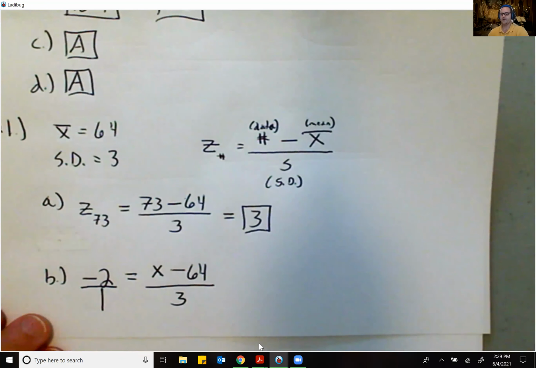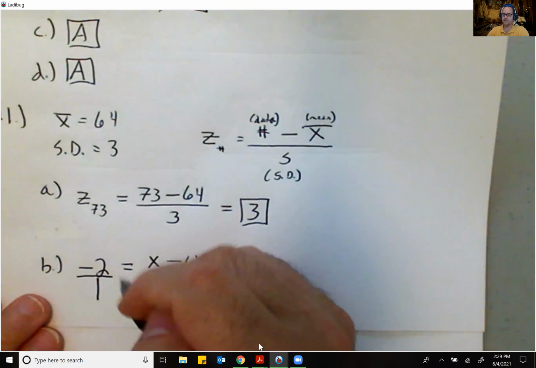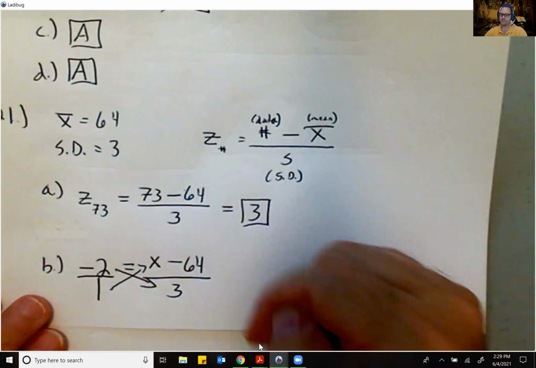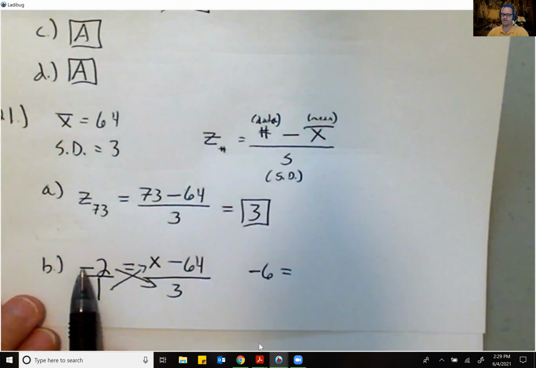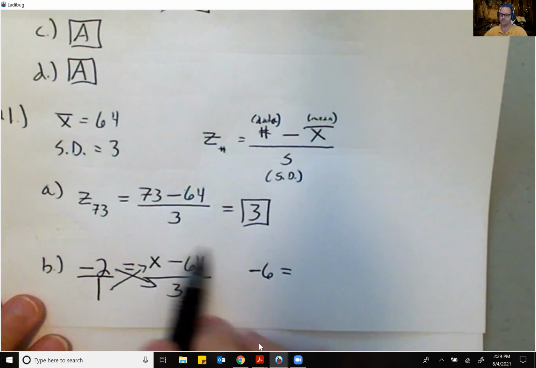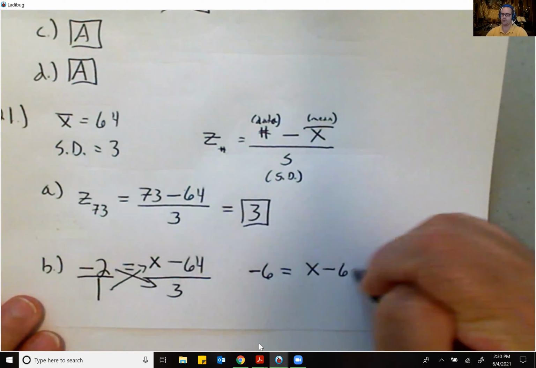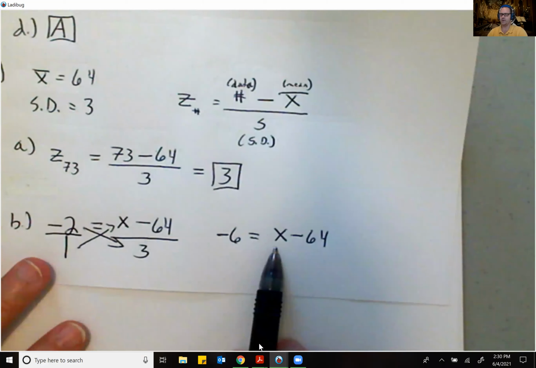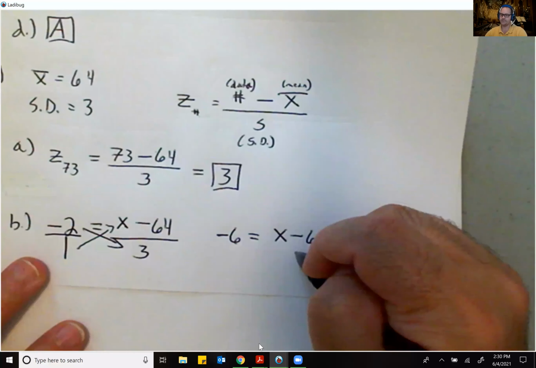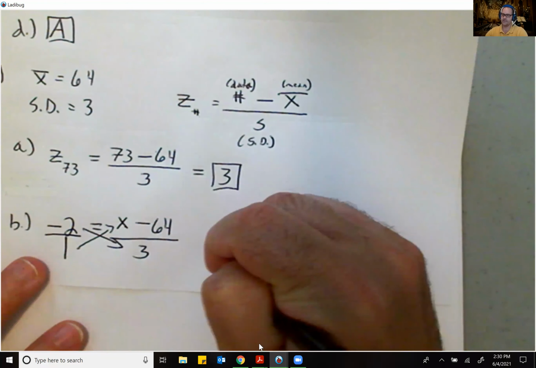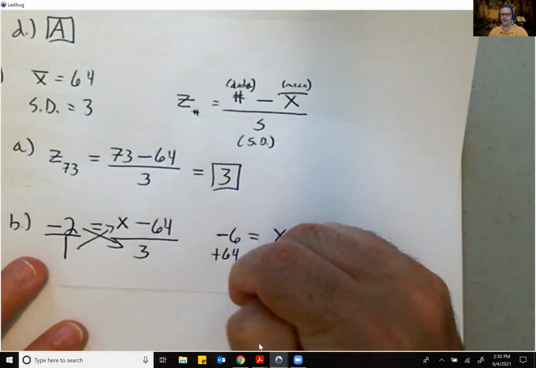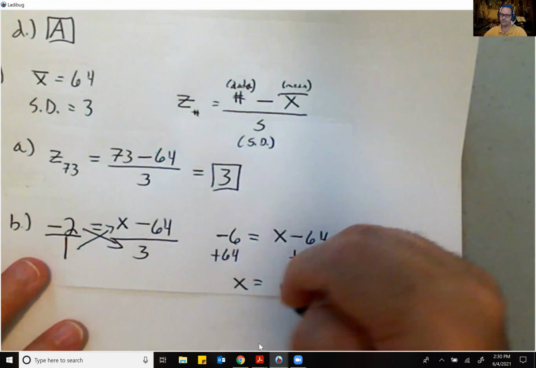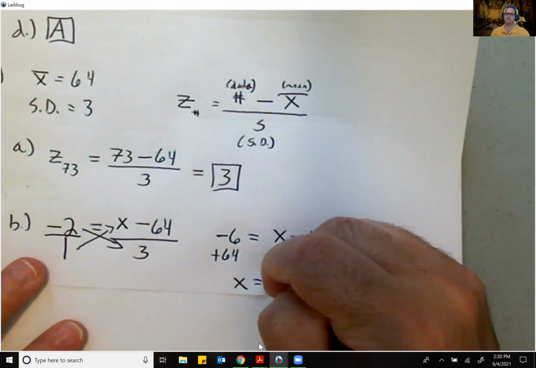Okay. So all we're going to do is cross multiply and solve. So -6, because that's what -2 times 3 is equal to, 1 times all of that is just x minus 64. And then now you have a small little equation to solve. All we got to do is add 64 to both sides. And now we can verify that 64 minus 6 is definitely 58.